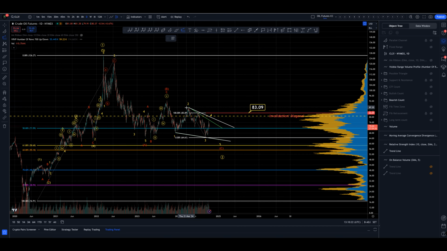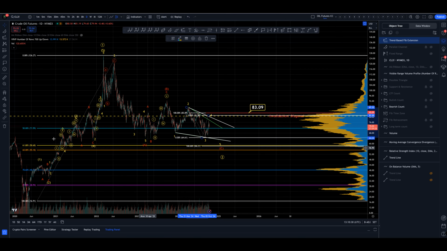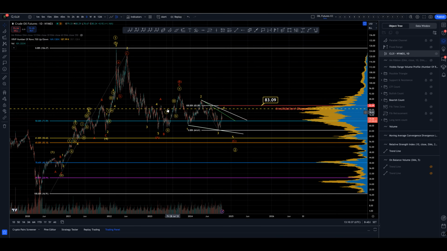If we take it from where the 4 currently is today, that could bring us down to the 65% retracement. If the 4 comes up a little higher, right, it could bring us straight to the 61, where I'm roughly expecting it to be. And that's our bearish count.